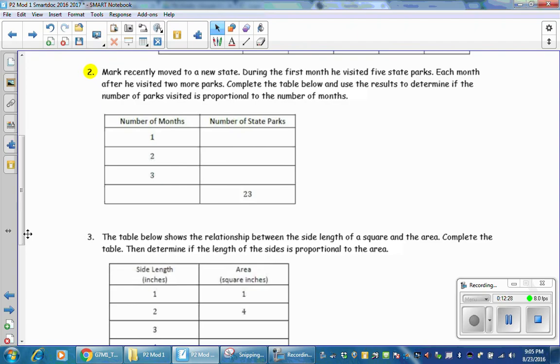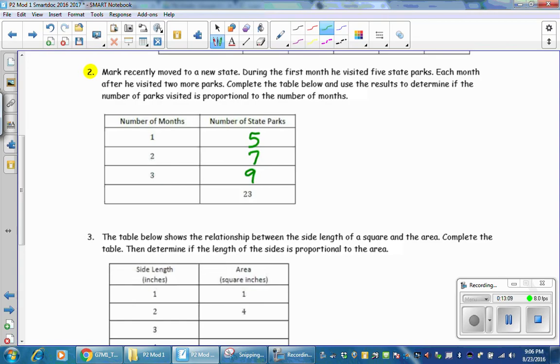Remember that in the first month he visited 5 state parks. Then each month after that he visited 2 more parks. Pause this and fill in the table in pencil. When you're filling in this chart, the first month is 5, and then in the next month he visited 2 more parks, so now he has visited 7. And then the next month he visits 2 more parks, so in the third month he had visited 9.